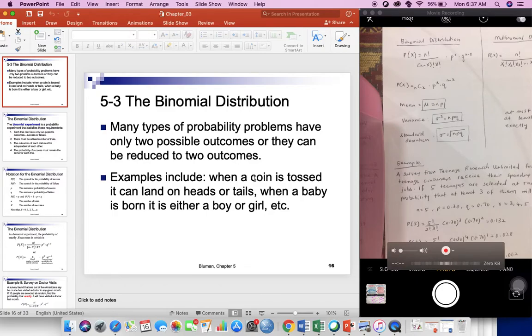For example, we have a coin. A coin only has two outcomes, head and tail. So we call this two possible outcomes. Or a baby is born. The baby is born either a boy or a girl. So only two possible outcomes.